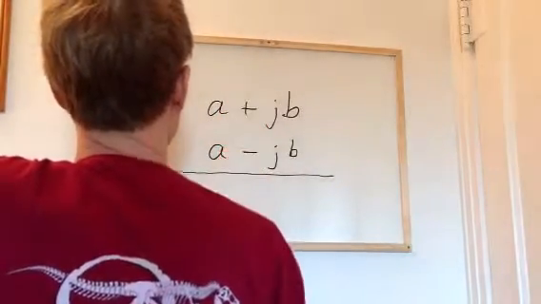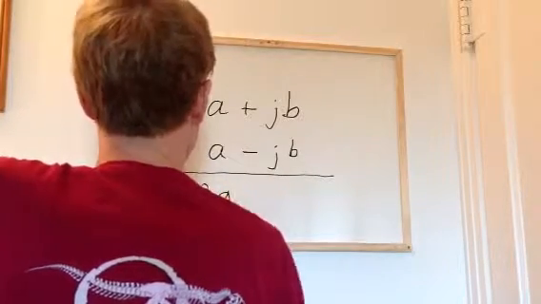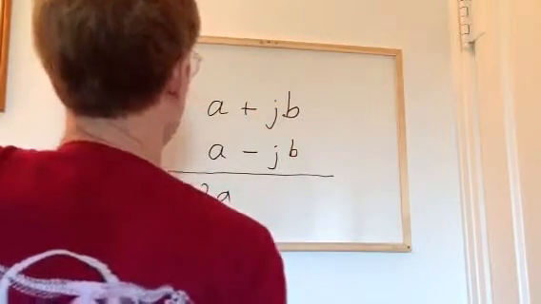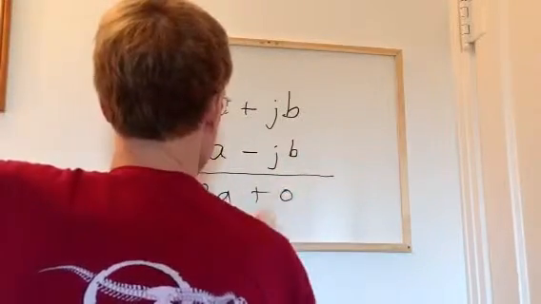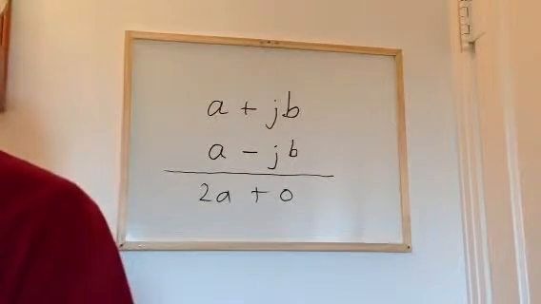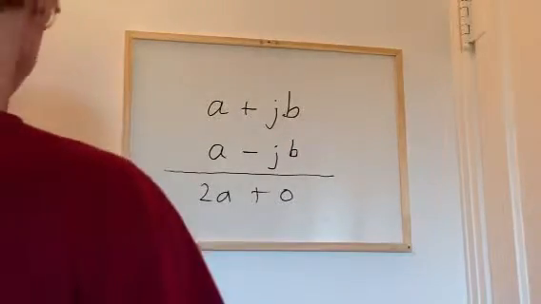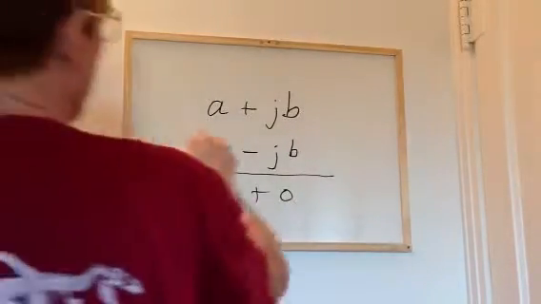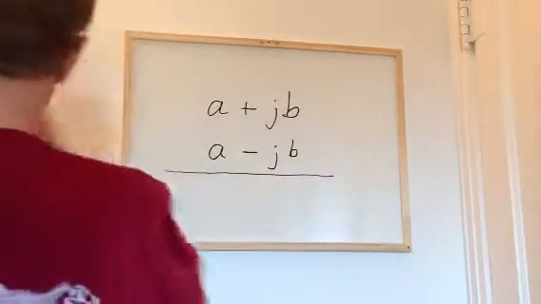If we add, we get 2A. But if we add these two, we get 0. So we get a real number when we add two complex conjugates. We simply get twice the real number, twice the pure real number part.